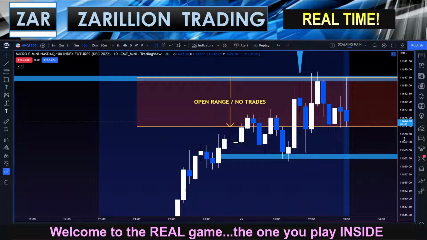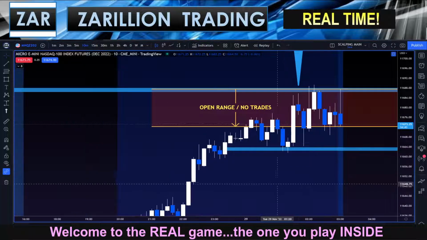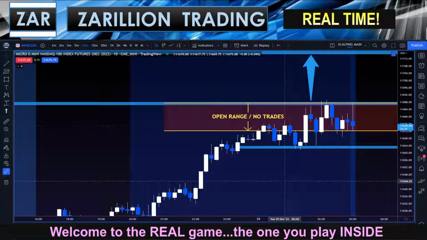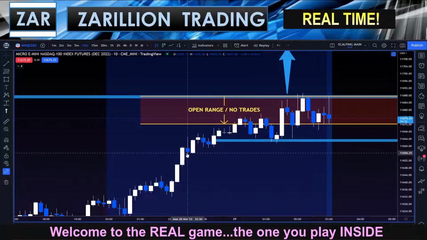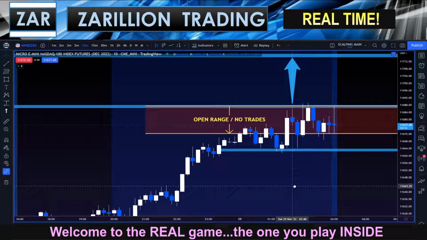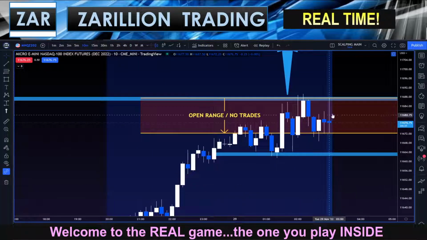All right, just letting my Telegram group know what I'm thinking about this opening here. Kind of a sloppy open, as it's been for the last few sessions, actually. And what I will tell you is that on this opening range, you can see this candle kind of trying to form here.